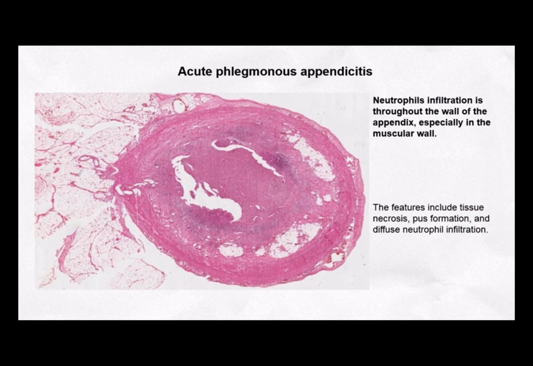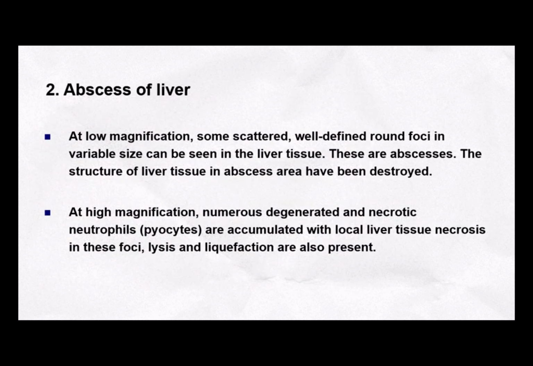Now, let's make a summary for this section. The appendix lumen is filled with pus, consisting of living or degenerated or necrotic neutrophils with debris. The wall of the appendix is thickened due to a large number of infiltrating neutrophils and is markedly congested. Neutrophil infiltration is throughout the wall of the appendix, especially in the muscular layer. So, this is a diffuse suppurative inflammation. The features include tissue necrosis, pus formation, and diffuse neutrophil infiltration. The second section, abscess of liver.